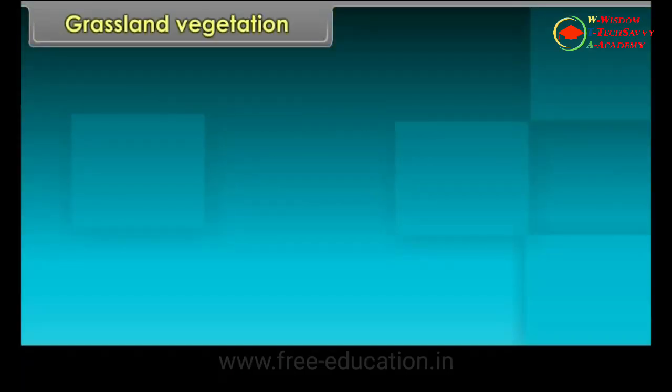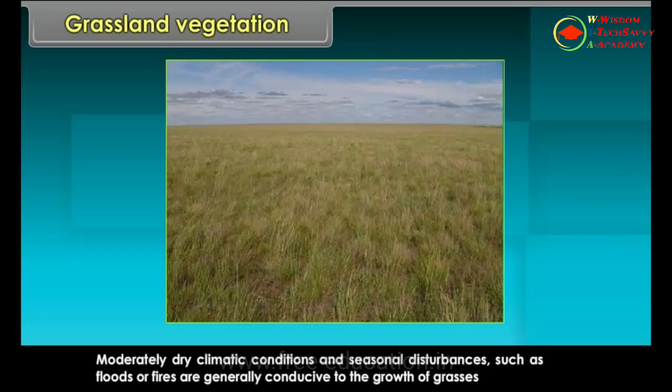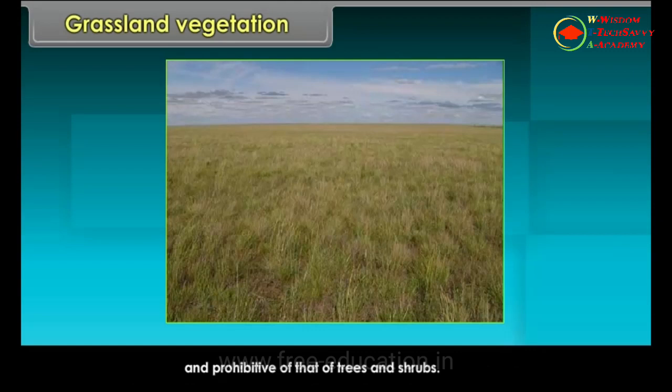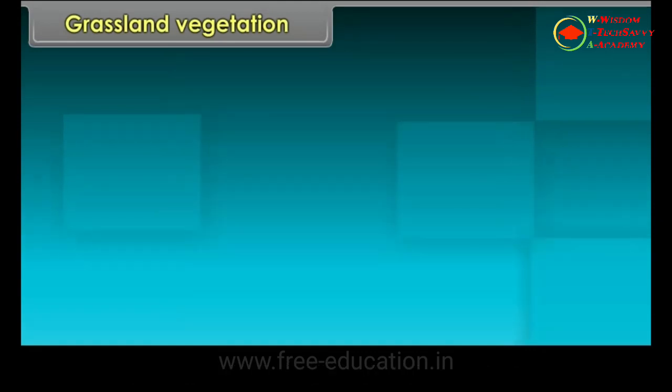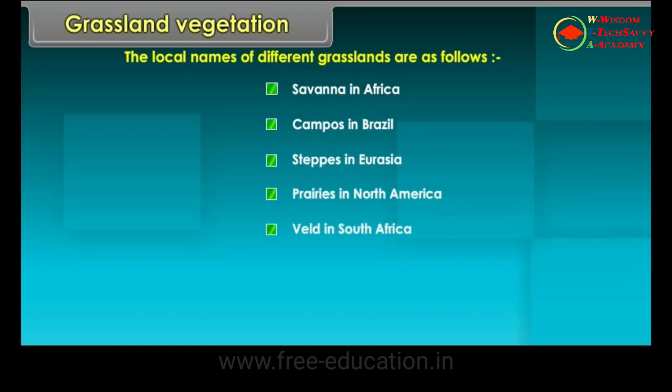Grassland vegetation. A land where grass-like vegetation grows and is the dominant form of plant life. Moderately dry climatic conditions and seasonal disturbances such as floods or fires are generally conducive to the growth of grasses and prohibitive of that of trees and shrubs. The local names of different grasslands are as follows: savanna in Africa, campos in Brazil, steppes in Eurasia, prairies in North America, veld in South Africa, pampas in South America, downs in Australia.